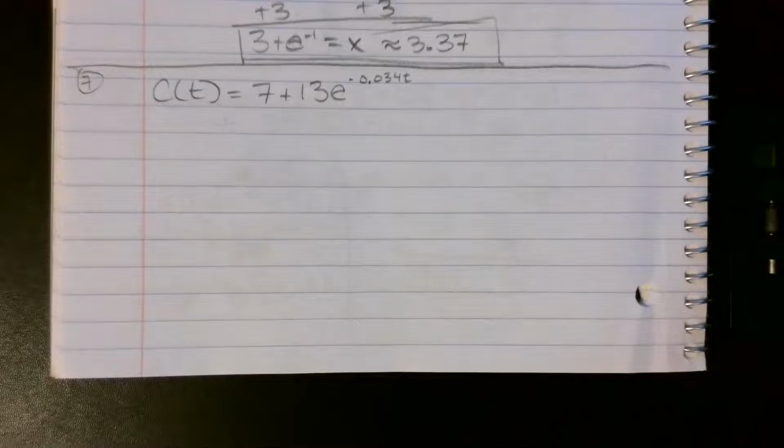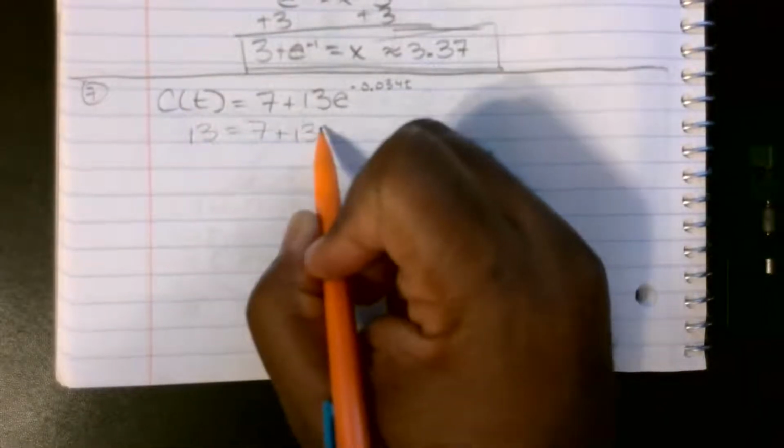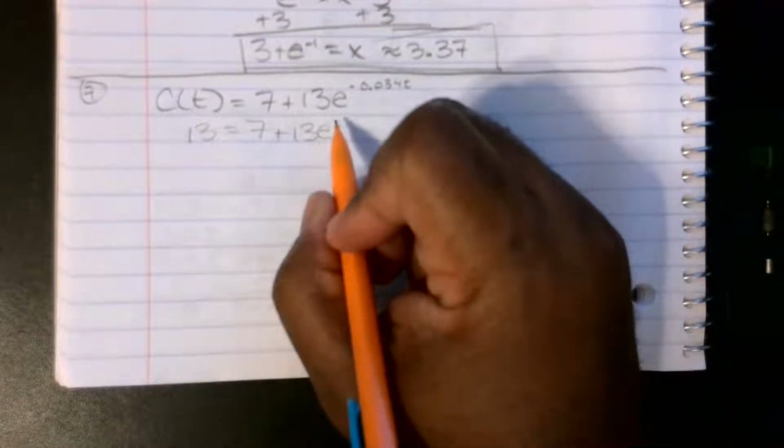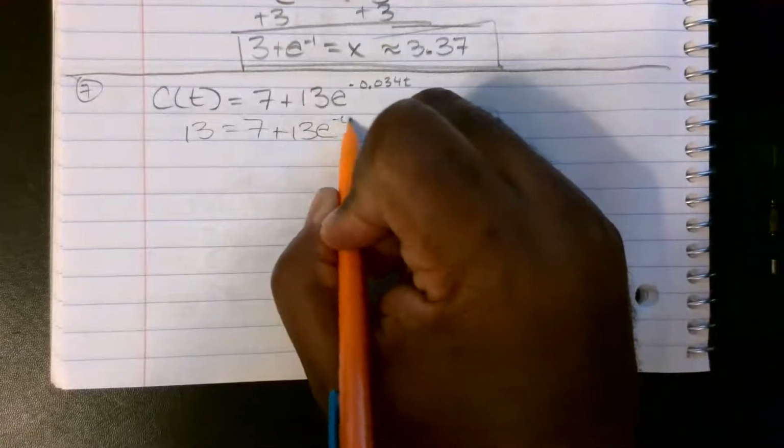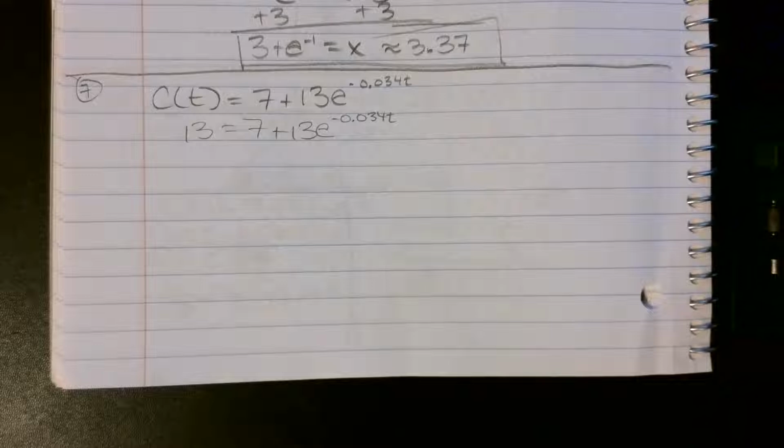That's a very, very important part: not rounding the intermediate computations. As a matter of course, you shouldn't. All right, so we want the temperature to be 13. So 13 is equal to 7 plus 13 e to the negative 0.034t.